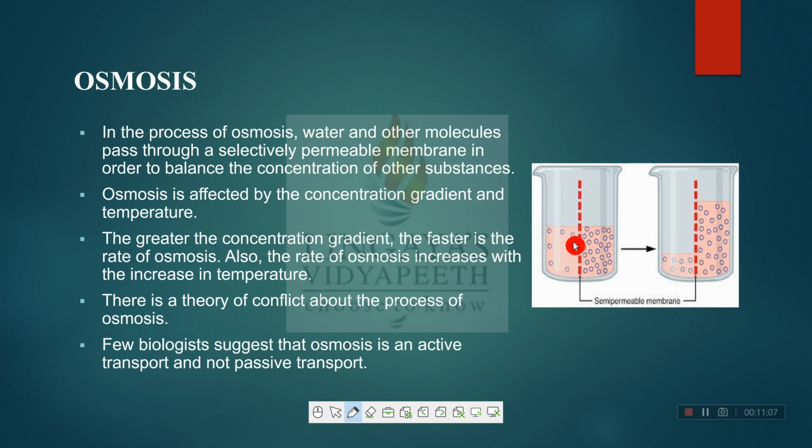It is affected by both concentration gradient and temperature. When the concentration gradient is higher, the rate of osmosis, the speed of osmosis, will be higher. So the concentration gradient is directly proportional to the rate at which osmosis is carried out in the cells. Also, the rate of osmosis increases with the increase in temperature, so it is also directly proportional to temperature.